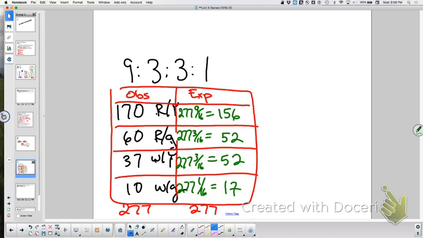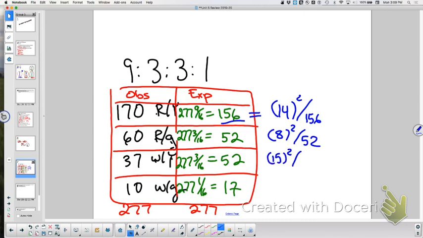Observed minus expected squared over expected. So 170 minus 156, what does that equal? 14 squared over, what did I expect? 156. 60 minus 52 is 8 squared over 52. 37 minus 52, what is that? 15. And 7 squared over 17.